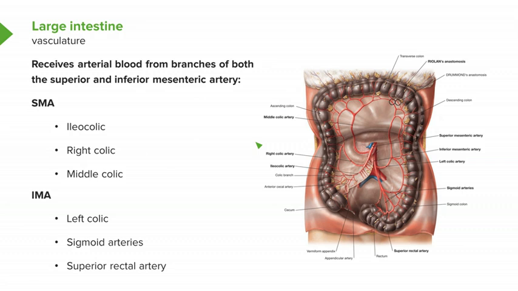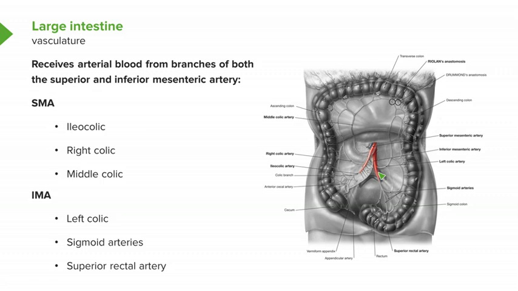arteries. Here we can see we have the superior mesenteric artery coming from about L1 from the abdominal aorta, and here we can see we have the inferior mesenteric artery coming from about L3. So remember, the superior mesenteric artery comes from L1, and the inferior mesenteric artery comes from about L3. We'll explore these in a bit more detail in a later lecture.